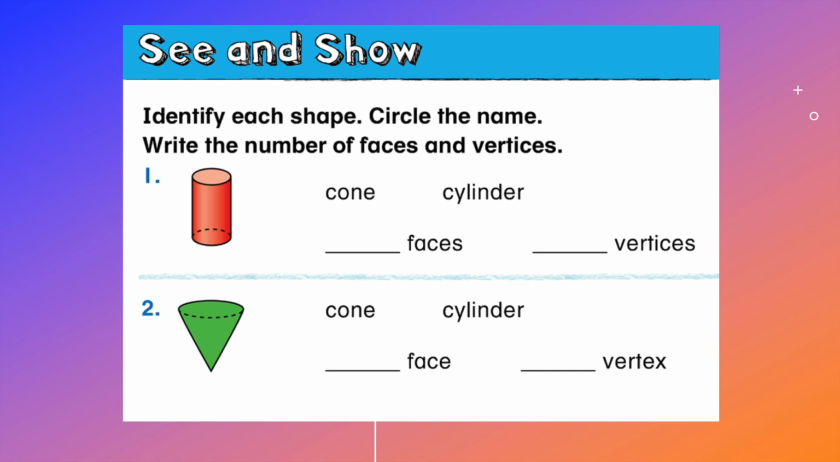Take a close look at shape number 1 and shape number 2. Identify each shape, circle the name, and write the number of faces and vertices.